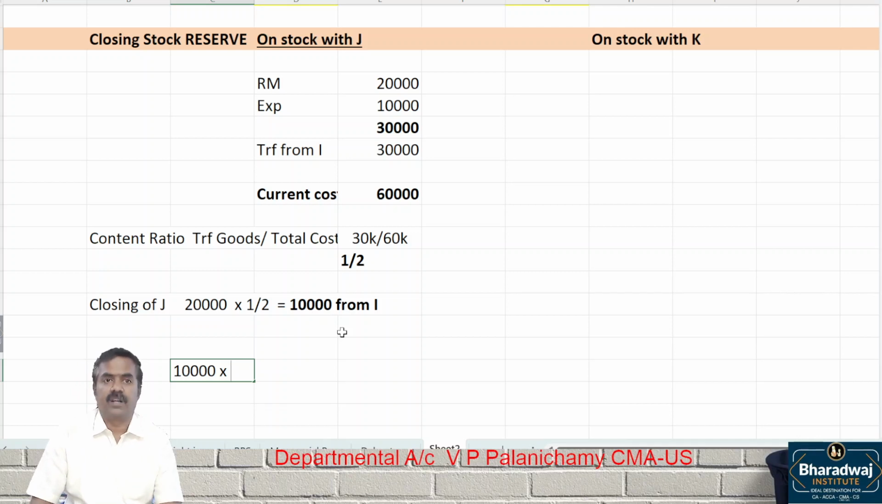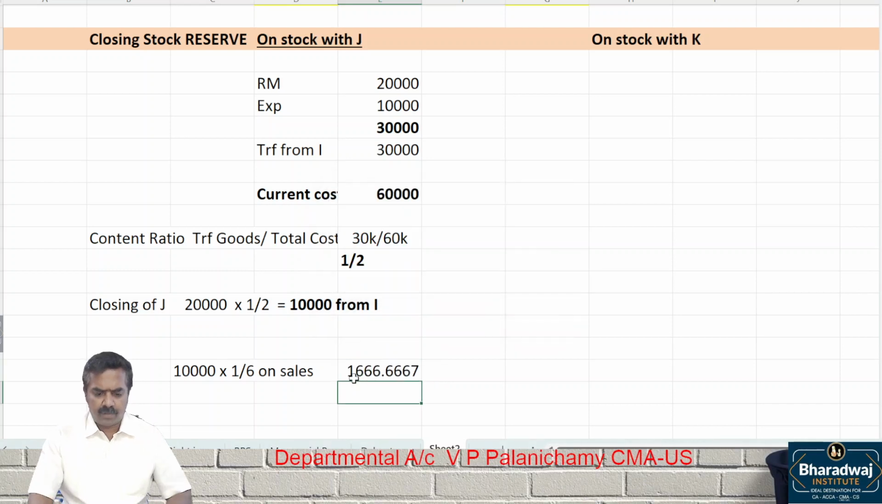So 1/5 on cost will be 1/6 on sales. 1/6 on sales. So 10,000 into 1 by 6. How much will it come to? 1667.67 will come. Once again, I repeat.